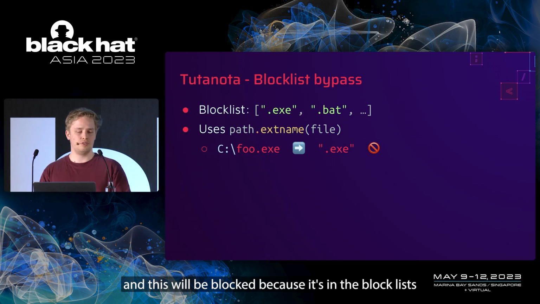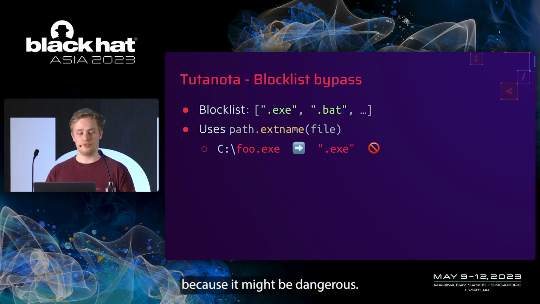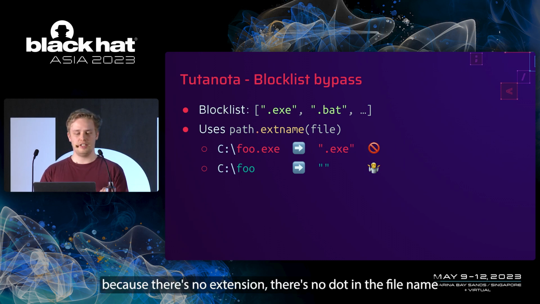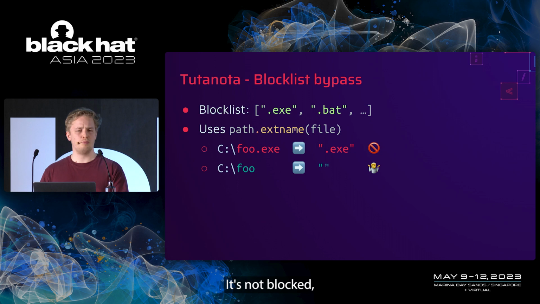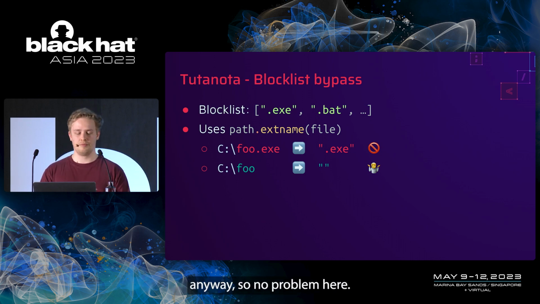And this will be blocked because it's in the block list. And all of this is good because foo.exe should not be opened because it might be dangerous. If your file is only called foo, it will return an empty string because there's no extension, there's no dot in the file name. And this is fine, it's not blocked, but Windows wouldn't know what to do with this foo file anyway, so no problem here.